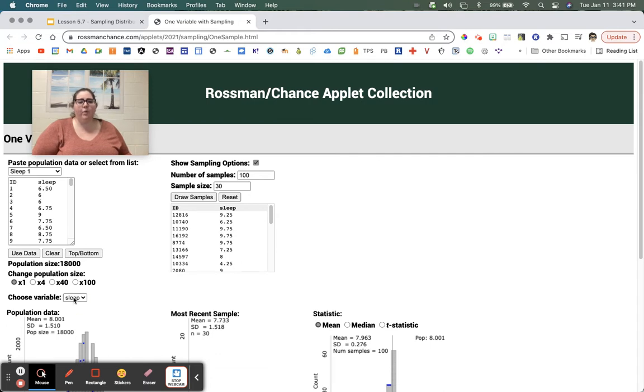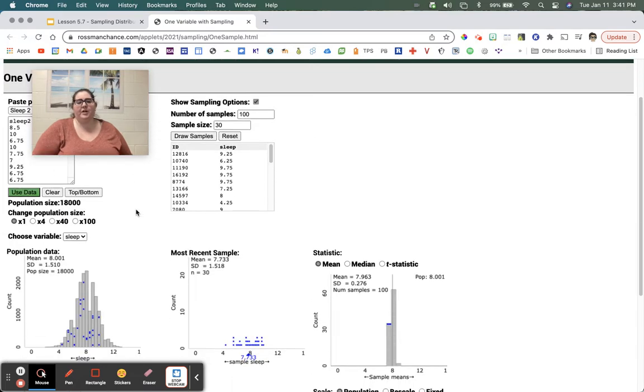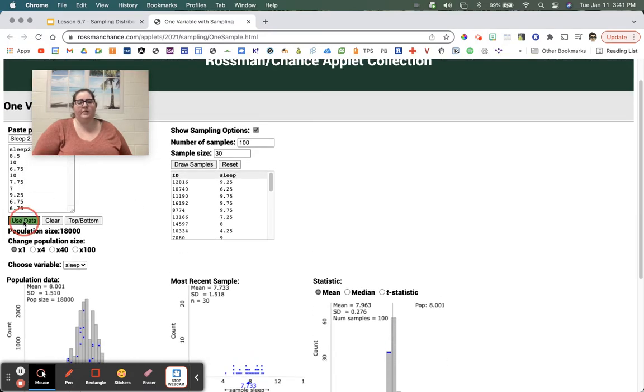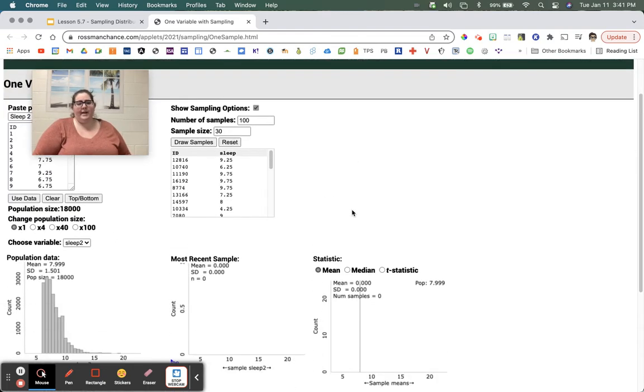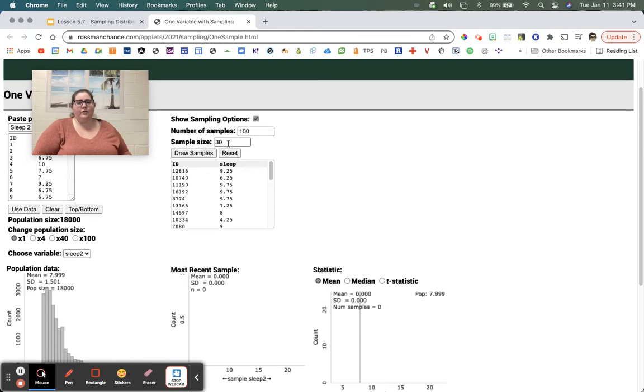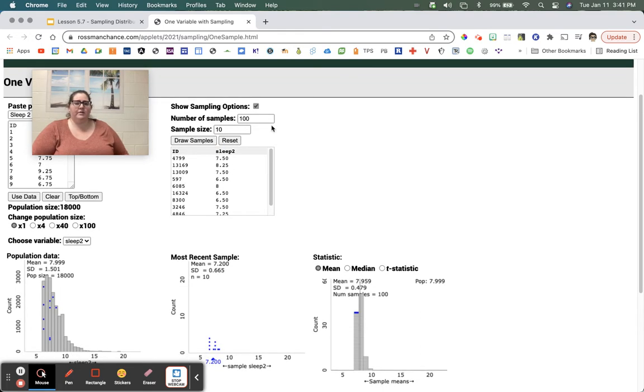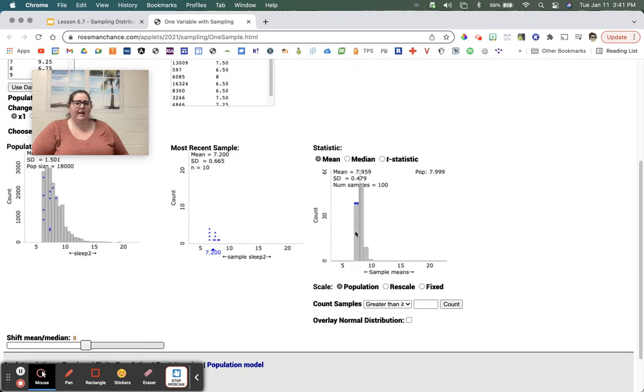But now we want to look at what if we have one that is not symmetric or unimodal to start with. So I'm going to do a new distribution, and this one you can see is skewed to the right. I'm going to go ahead and do the same thing I did before. I'll start with samples of size 10, and I'll draw samples. So I did 100 samples of size 10, and there's my graph.